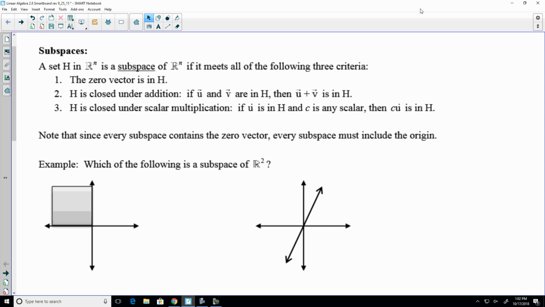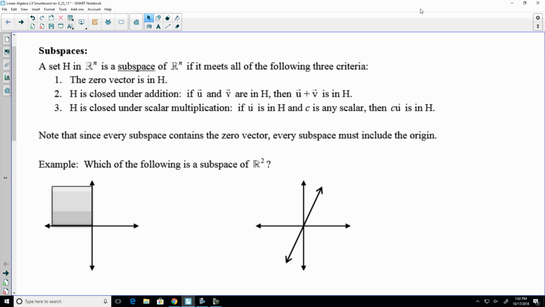So we'll say a set H in Rn, a set that contains Rn vectors, is a subspace of Rn if it meets the following three criteria. The first one is H has to contain the zero vector. H is closed under addition. What that means is if you add any two vectors in H, the resulting vector that you get has to still be in H.